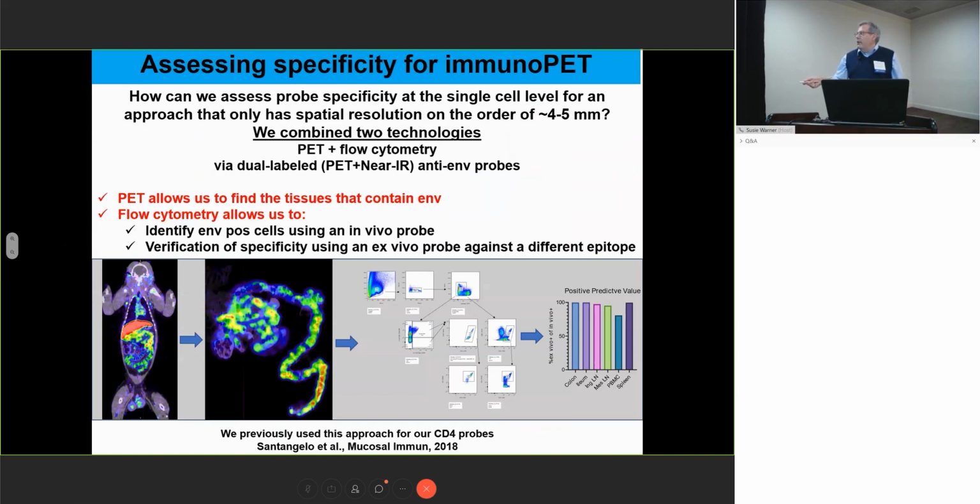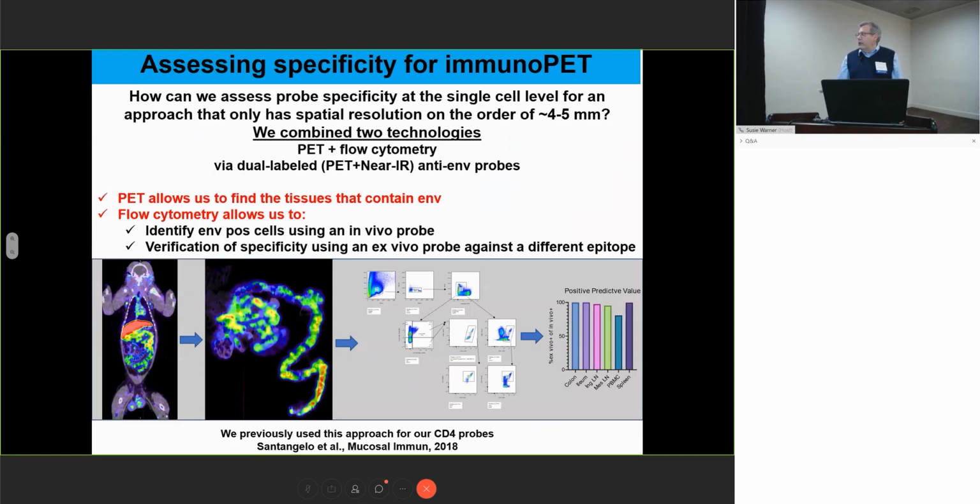We can take the organs out, and we can move this through a flow panel and look at how we can confirm whether or not those cells are envelope positive. And the way we're doing that is that we verify the specificity using an ex vivo probe, usually against a different epitope, and make sure that it binds. So we're comparing the in vivo probe with the ex vivo probe. We're also going to be adding GAG staining too. You can do even more if you want, but we can add this into sequencing also.